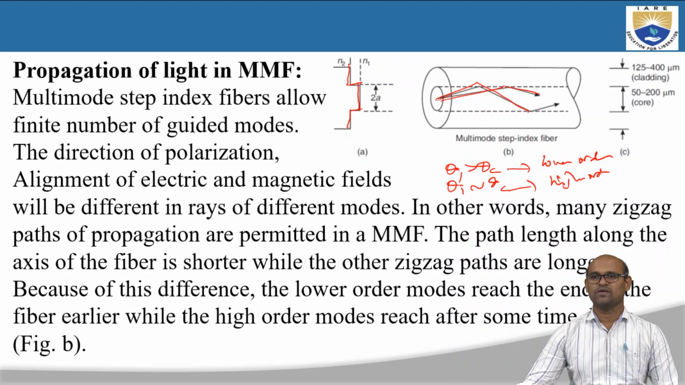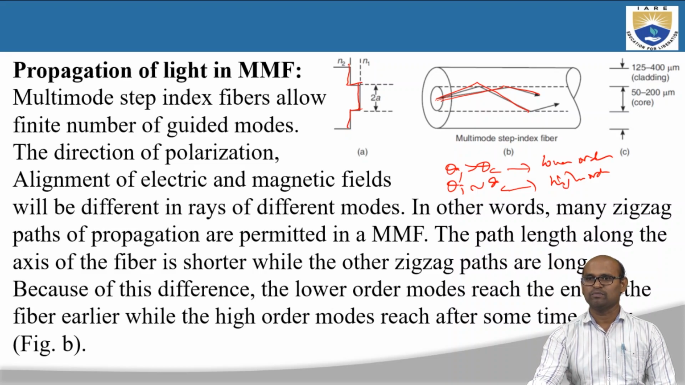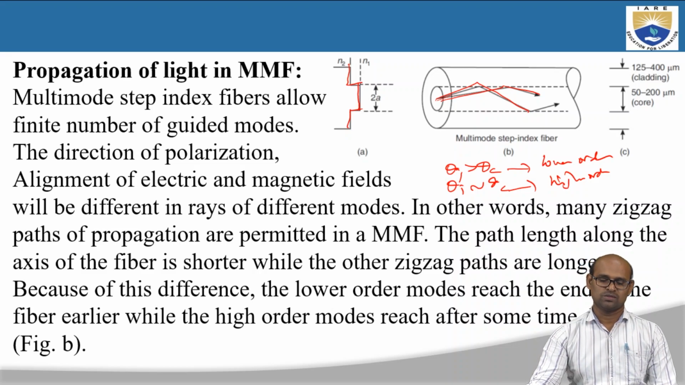Whereas in the higher order modes, the fields are distributed towards the edges, and there can be more loss of light. One more important point is that higher order modes traverse longer paths, and hence they reach with a delay time compared to the lower order modes. Lower order modes reach the output end quicker than the higher order modes, right?